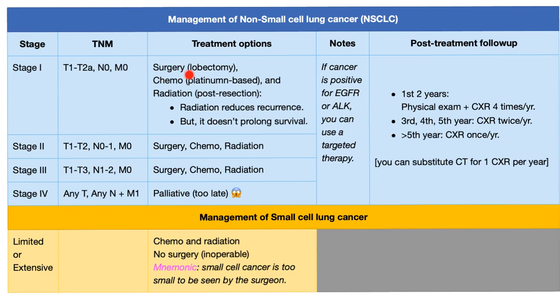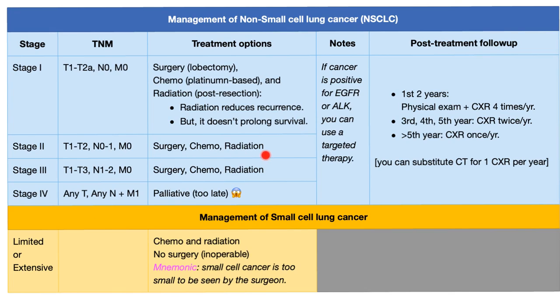Stage 1: surgery, it's called lobectomy, and chemo, platinum-based chemotherapy, not to be confused with plant-based. Then radiation, it's called post-resection radiation. You remove the tumor first, then you radiate. Radiation may reduce the recurrence of the cancer, but it does not prolong survival.